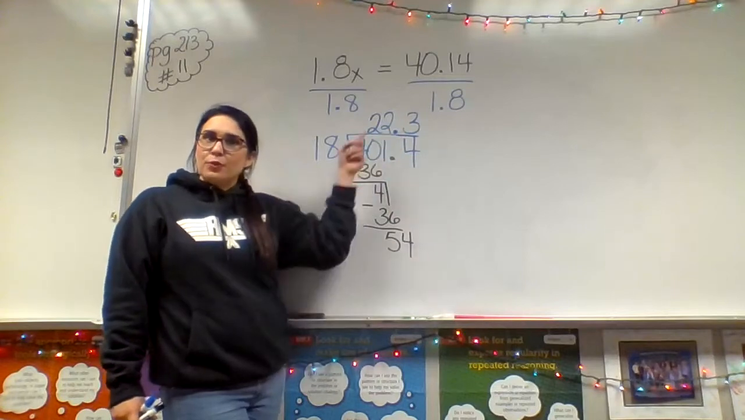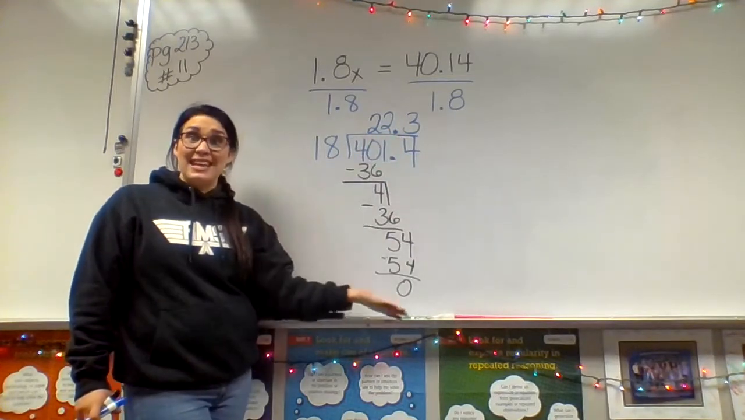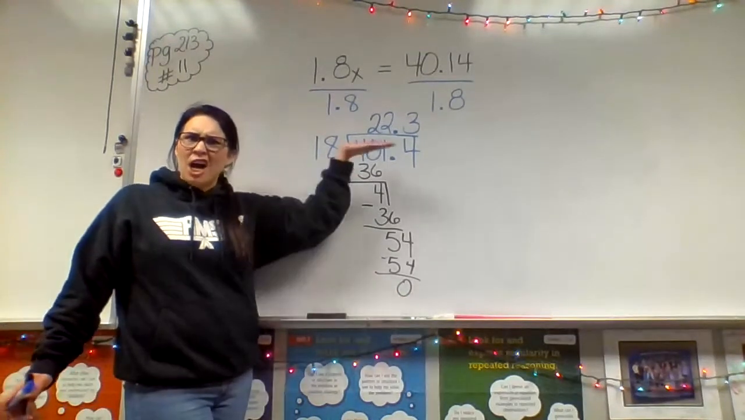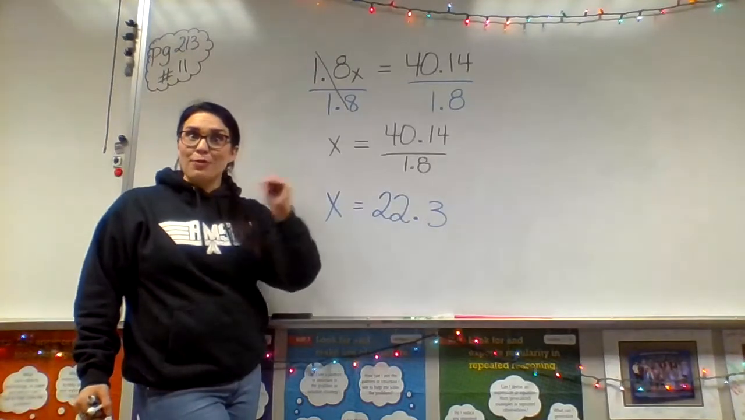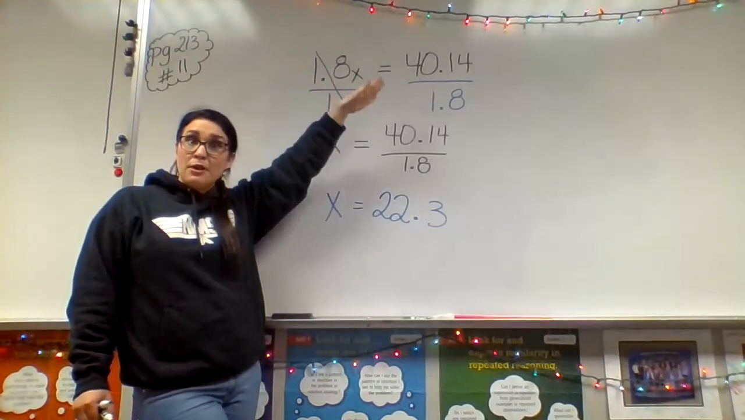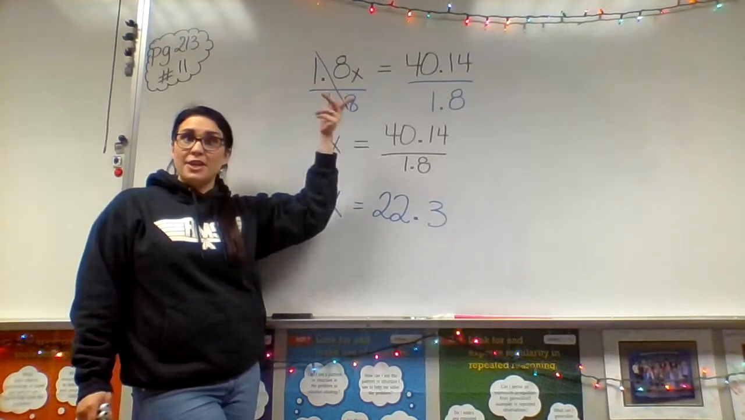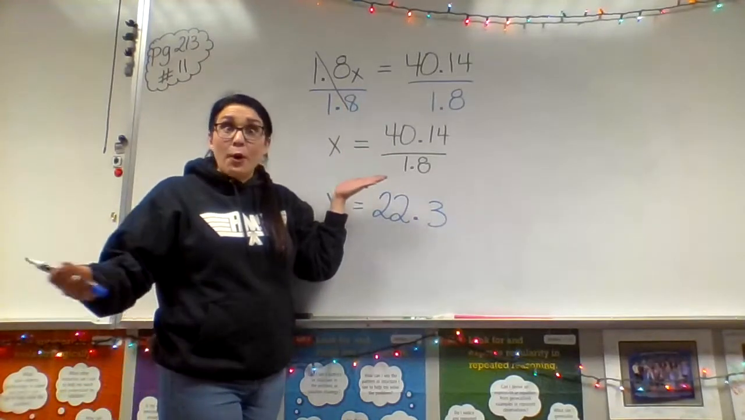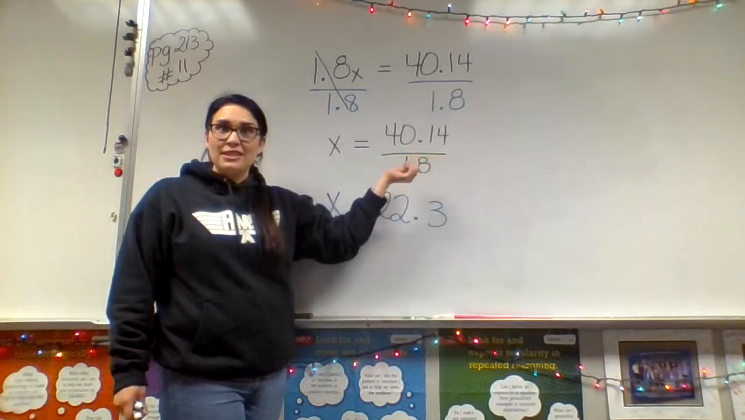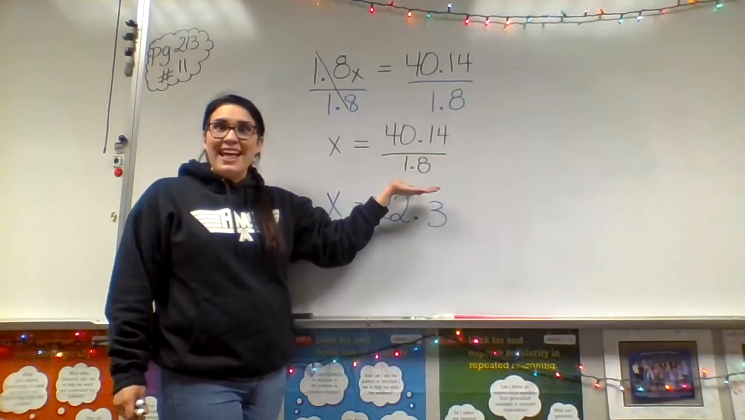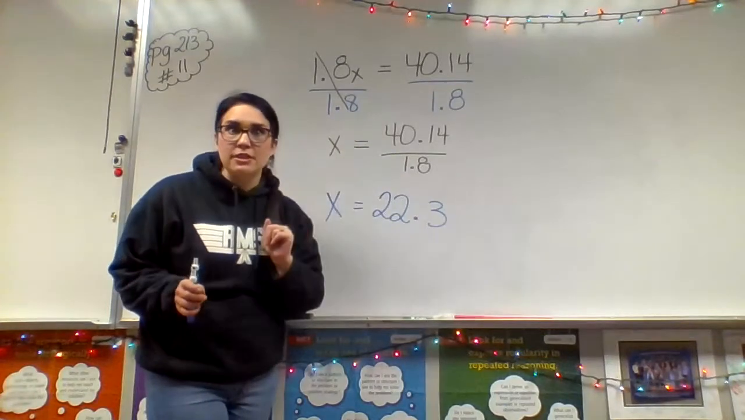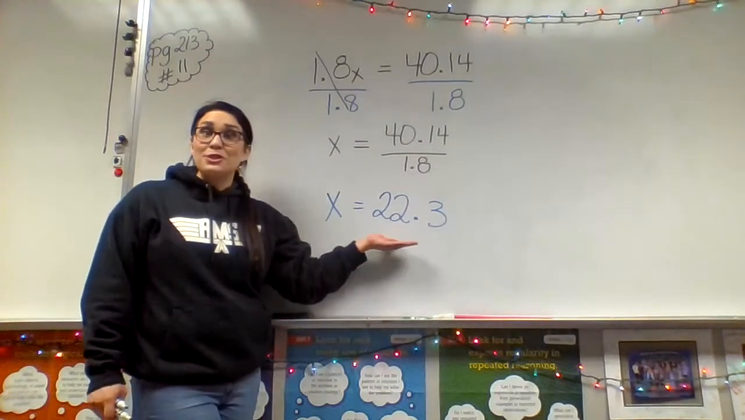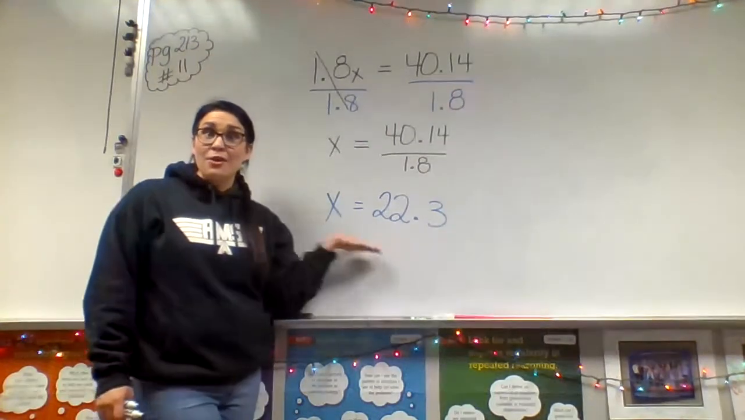So now what's 3 times 18? 3 times 18 is, in fact, 54, and we know that 54 minus 54 is 0. So what does that mean in the context of our original problem? Remember that we had 1 8/10 multiplied by x. To undo that multiplication, we needed to divide by 1 8/10. And then we knew that x was equivalent to 40 and 1400ths divided by 1 8/10. And after we did our division in that beautiful standard algorithm, we discovered that the quotient, or the answer to that division problem, was 22 3/10, which was the value of x.